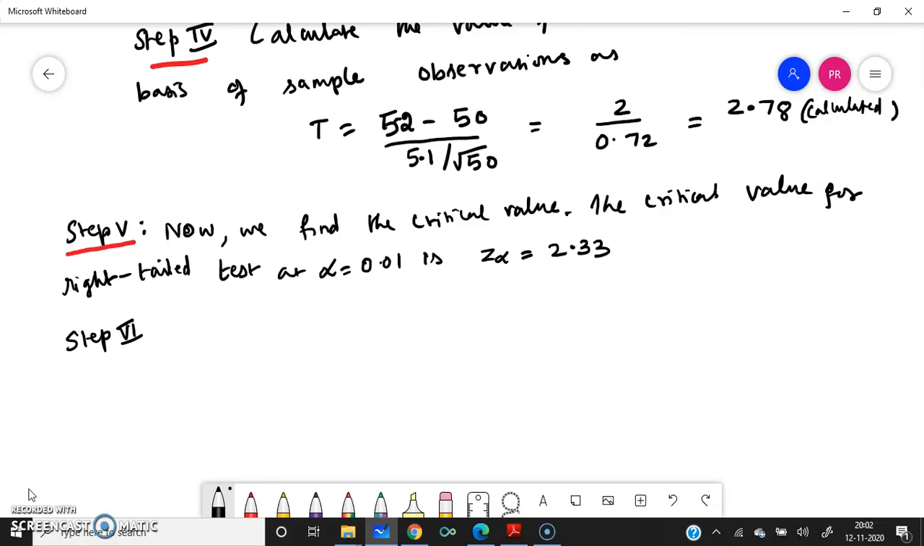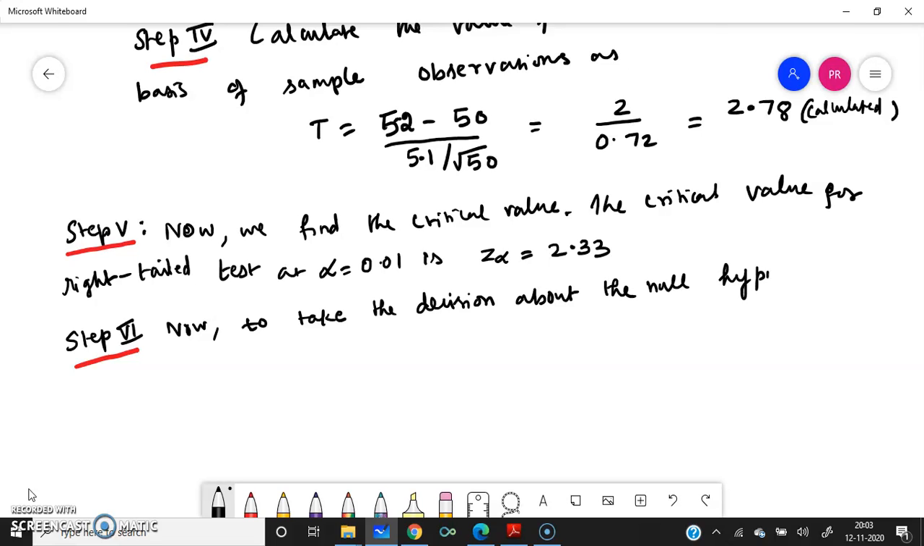we have to compare this value with our calculated value, right? What is our calculated value? It is 2.78. So we have to compare now. Now we have to take the decision, whether to reject or not reject the null hypothesis. That is the decision we are going to take. Now to take the decision about the null hypothesis.